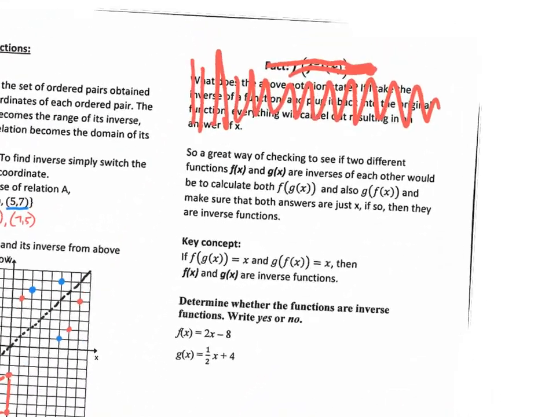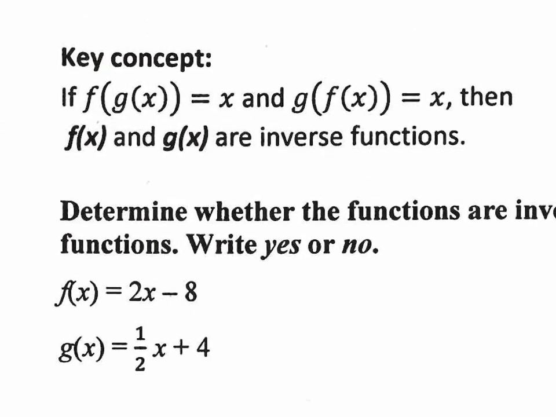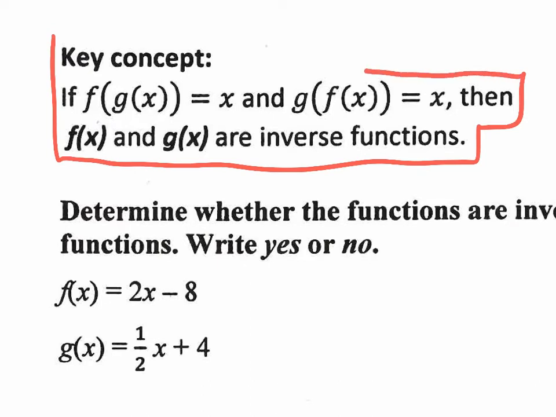We did scratch out that top part. Let's just jump right to the key concept. Key concept says, if you plug in your g of x function into your f of x function and you work out all that math and your answer is just x, and then if you do the opposite, plug in your f of x function into your g of x function and you work out all that math and your answer is just x, then you could safely say that your f of x function and your g of x function are inverses of each other.